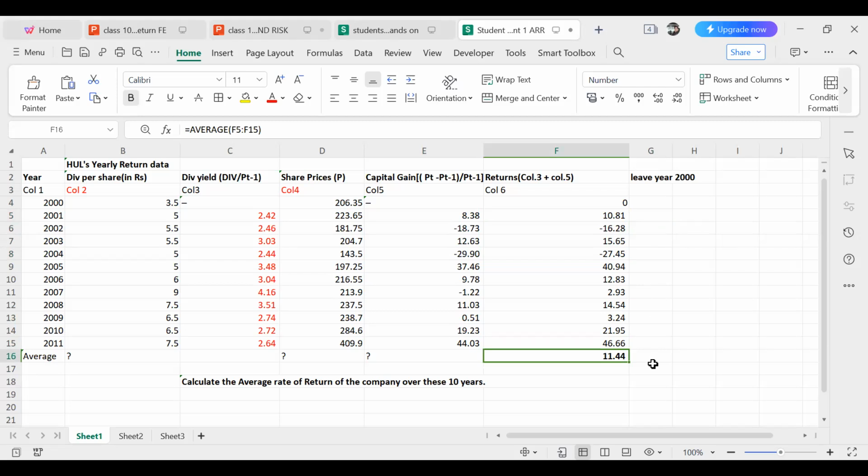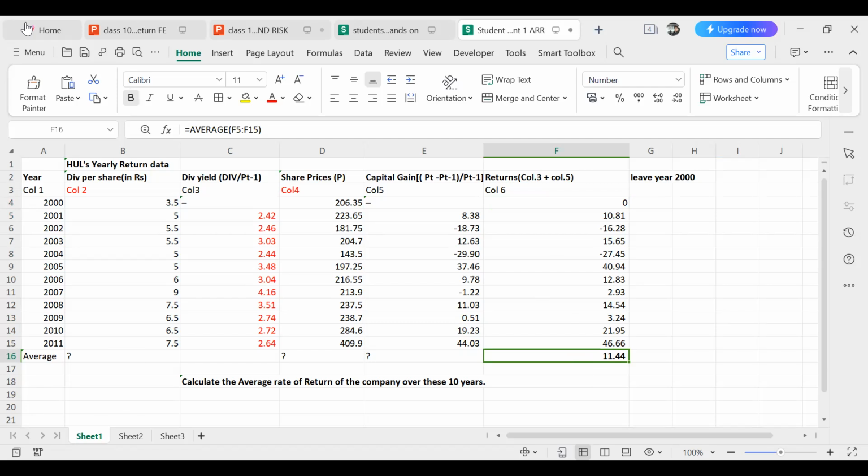You have already done this in the last class. What average return did you get? Ma'am, 10.49. No, you just do it here. It is the summation from F5, leaving the first one blank. Because we are taking the average, if you have a 0th year, you leave the first year blank and then take the sum. See, it is 11.44. Yes, ma'am, it is 11.44. So you got the average return of 11.44.